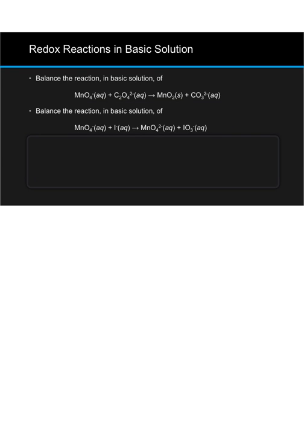As a next step to practice, I challenge you to balance this reaction between MnO4 minus and iodide in basic solution to produce MnO4 2 minus and iodate, IO3 minus. Come back when you're done for a solution.